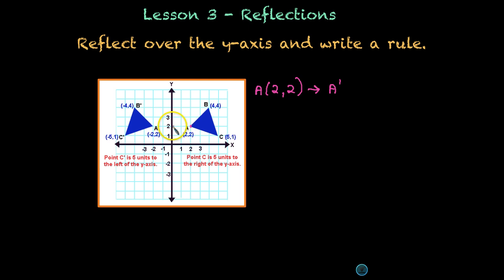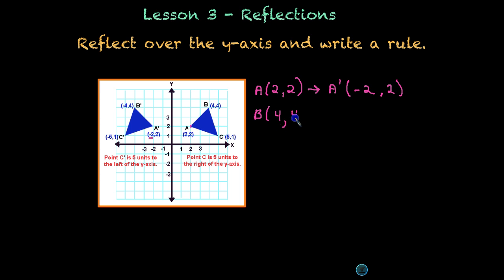So now, instead of being 2 units to the right of the y-axis, now we are 2 units to the left of the y-axis. So notice that now we have a -2 instead of a +2. But our y doesn't change. We're still the same distance above the x-axis over here on our original shape as we are here on our image. So the y stays the same. Let's see if that works for all the points.